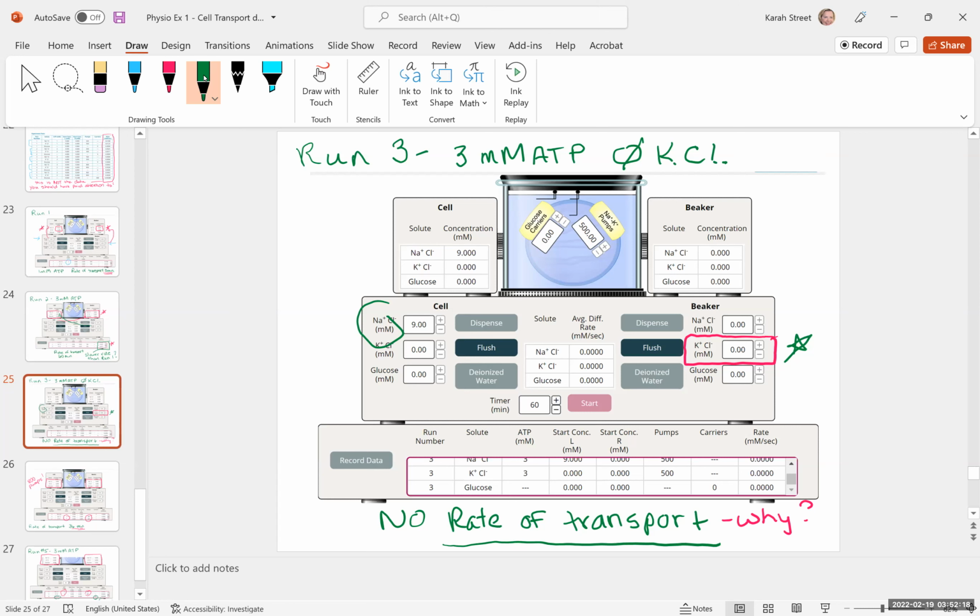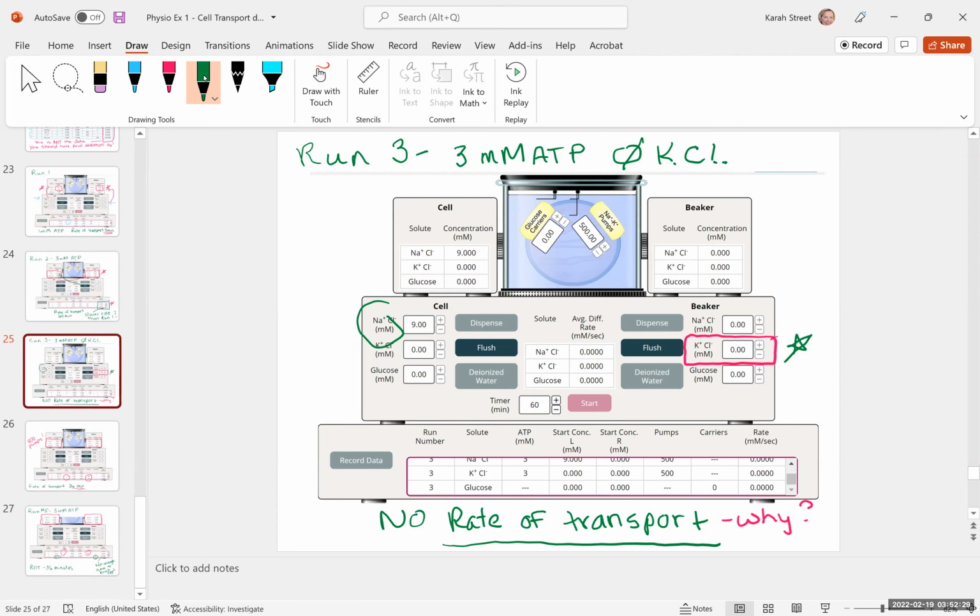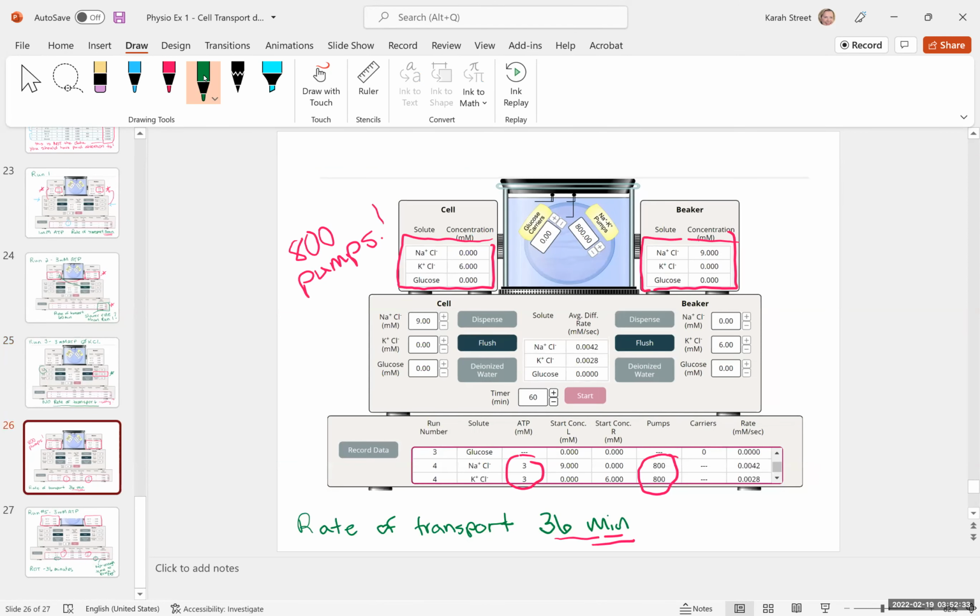Okay, so now we recognize we need enough energy. We need this 3:2 ratio, 3 sodium for every 2 potassium. All of those things sound very important, don't they? Well, now let's do run 4. Notice that we increased to 800 pumps. Look at your picture up here. Again, this is the data you should have written down.